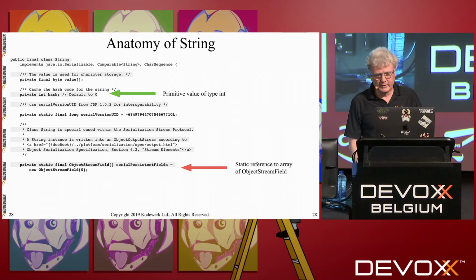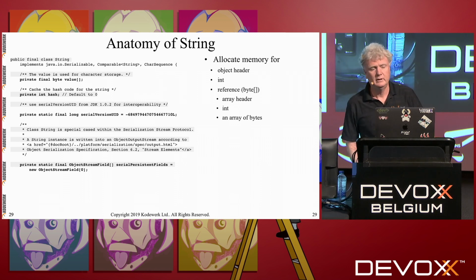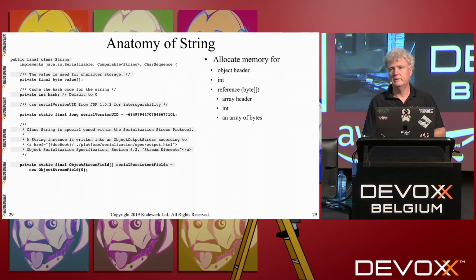Okay. Anyways, so the point here is that we're not going to allocate memory for the statics, right? Remember, statics are defined on a class loader basis. It's only the instance fields, the instance variables, that we're actually interested in. And so we're going to allocate memory for an object header. The header is going to have metadata about the object itself.